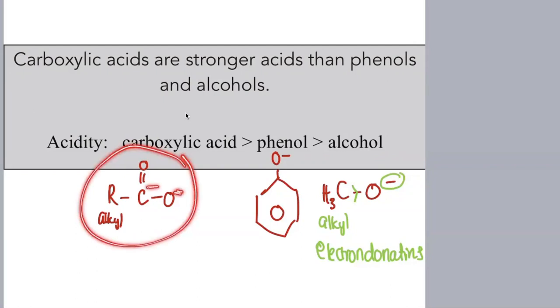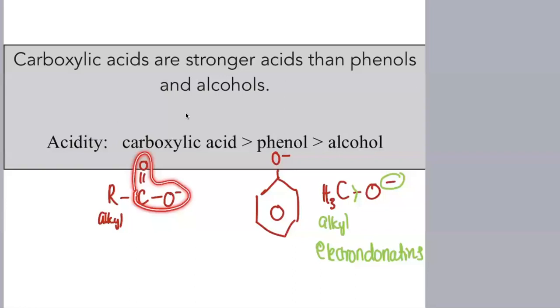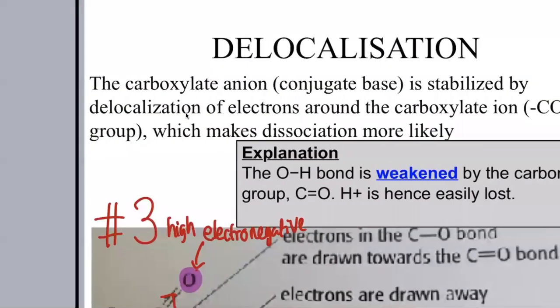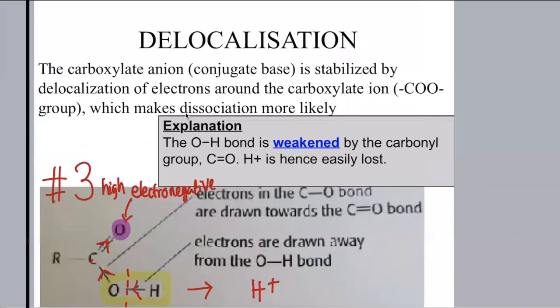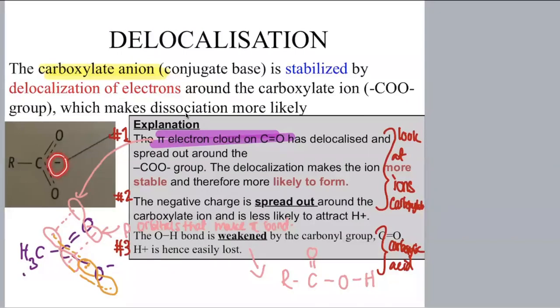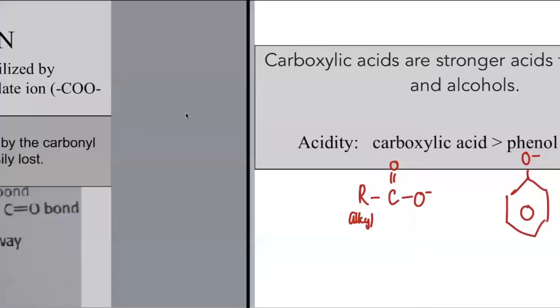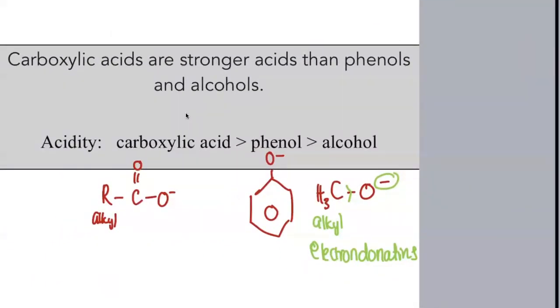So instead of putting it on oxygen alone, the negative charge is being spread out into COO minus. Now, I draw it like this, but strictly speaking, if you look at the previous part, the negative charge is actually here, being spread out in the middle. Likewise for phenol, this negative charge is being delocalized into the ring.